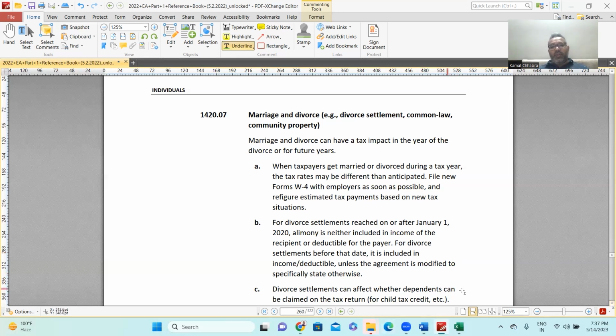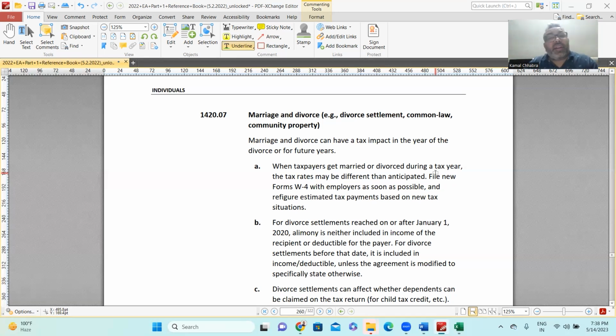Right? So marriage and divorce can have a tax impact in the year of divorce or in a future year. When a taxpayer gets married during the year, he has the benefit of filing a joint return, right? But when a taxpayer gets separated, then he mandatorily has to file a separate return. You need to consider that, and you need to update your employer as well, because the employer will be deducting the taxes accordingly. If you are married filing jointly, then the tax liability might be less, and the withholding tax which your employer needs to keep might be less.